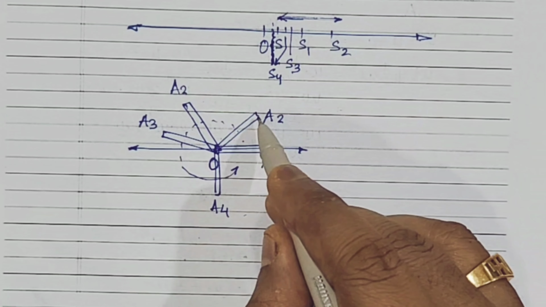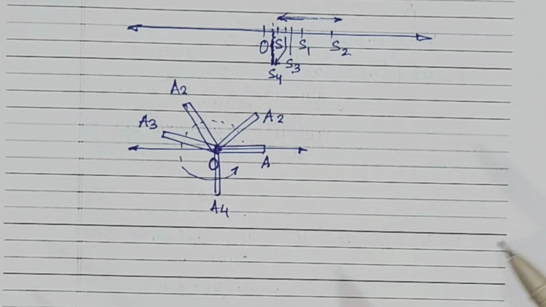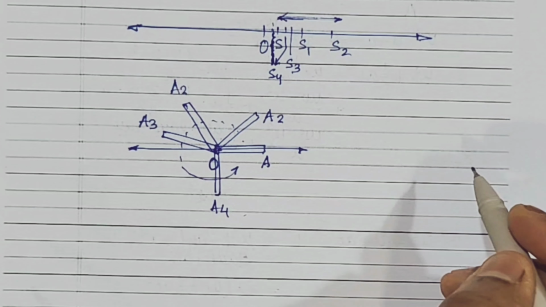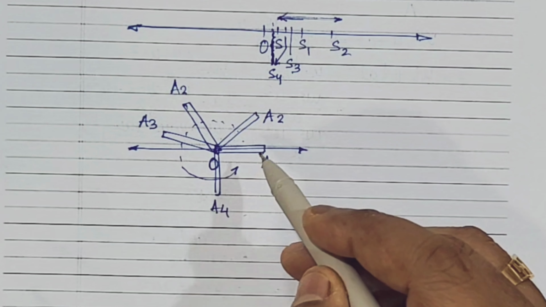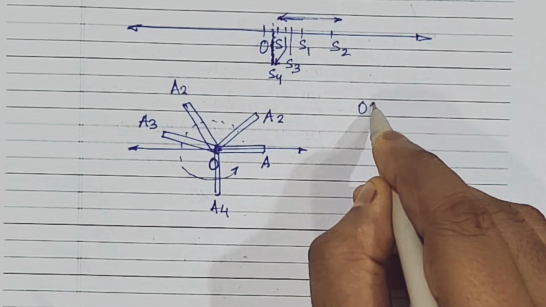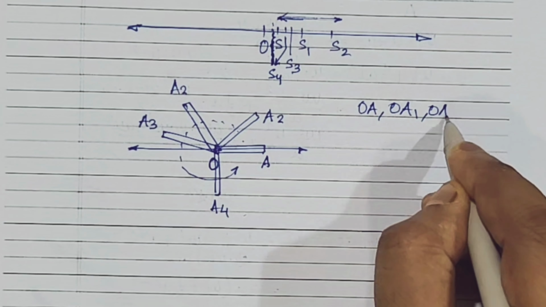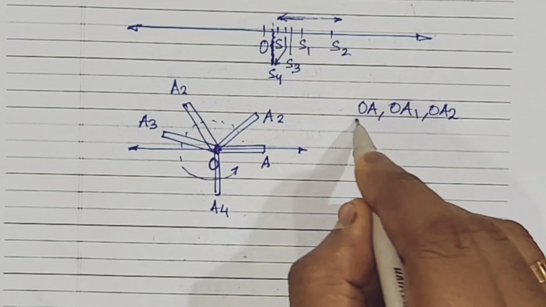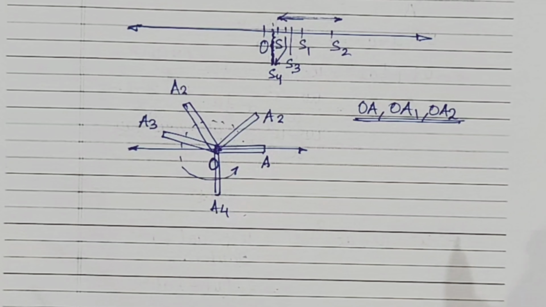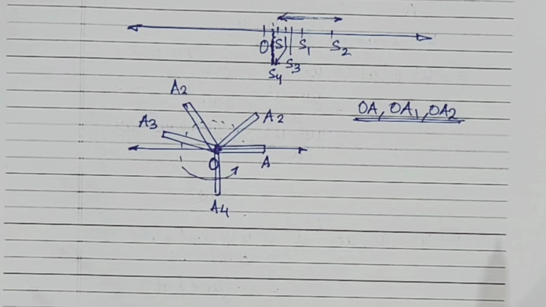So how do we figure out how far this A2 is from the point O? As per the magnitude of OA2, the stick does not change in length. So OA1, OA2, all are the same in terms of their magnitude. But as you can see, the effect of these on the real number line or on the screen changes. So what exactly happened here?